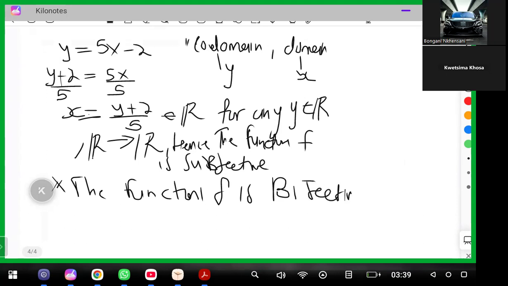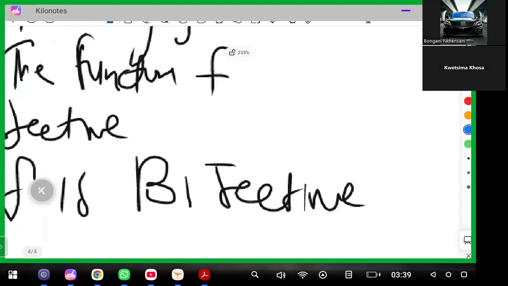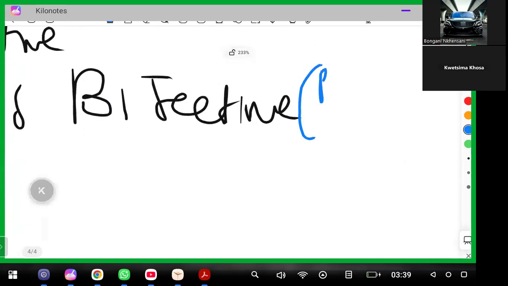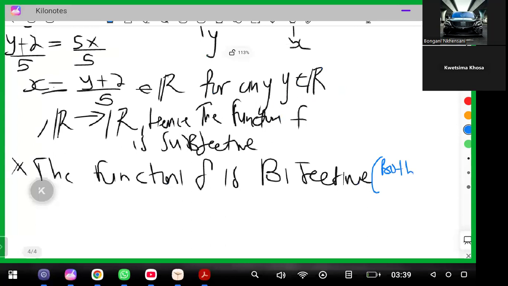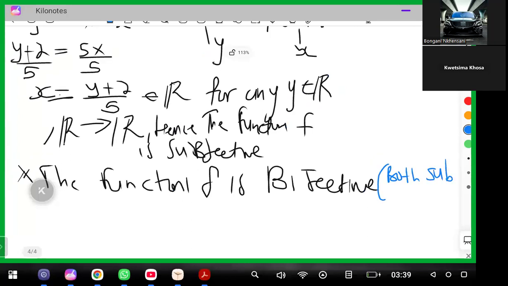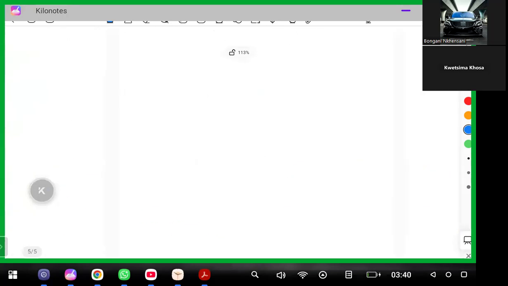By bijective, we are referring to a function that is both surjective and injective. So that's what we mean by that. And then we'll move to more examples. Right, let's do more examples.